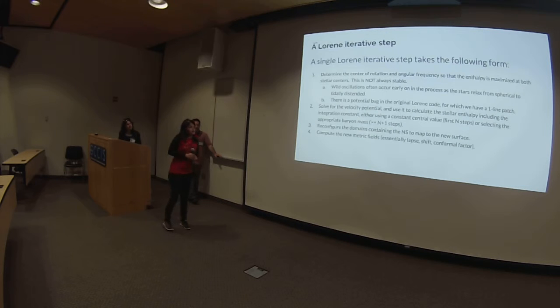Secondly, it solves for the velocity potential, and it uses that to calculate the central enthalpy. Lorene uses various relaxation parameters where it averages over the new solution and the old solution, especially for step number 2. It reconfigures the domain containing the neutron star to map onto the new surface, and it computes the new metric fields, which are essentially lapse, shift, conformal factor, etc.